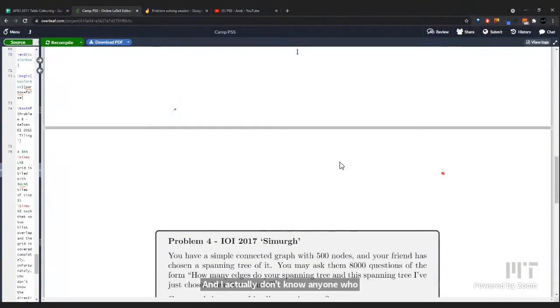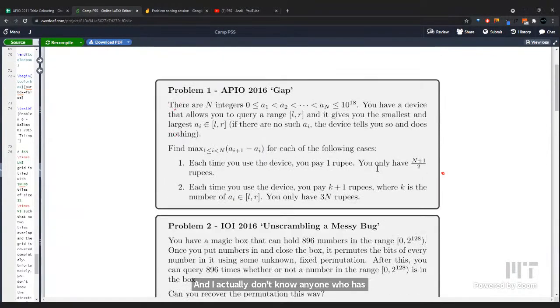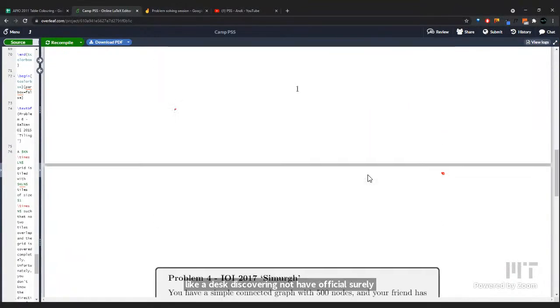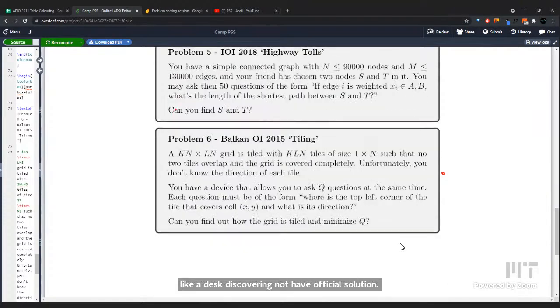Does this problem not have an official solution? No, it doesn't, because it's an old problem. So has nobody solved this, or has somebody? People have solved it, but I don't know anyone who has proved it. Okay, that's rare. How is 2015 old?